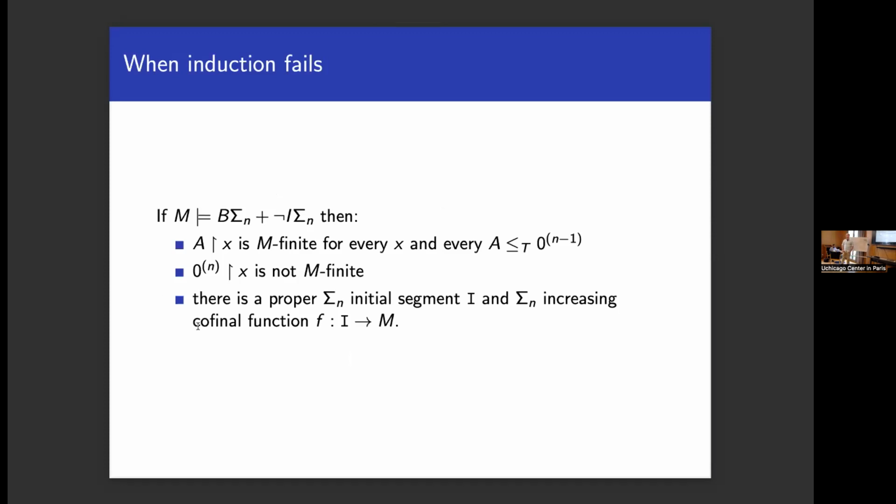So I told you these were going to be models of B sigma n plus not I sigma n, plus the exponential function being total. Sometimes we forget to write that, but it's necessary when n equals 1. So let's see. I've put 3 things here that are true of models of B sigma n plus not I sigma n. The first 2 can be taken, if you like, as definitions of B sigma n and I sigma n respectively.